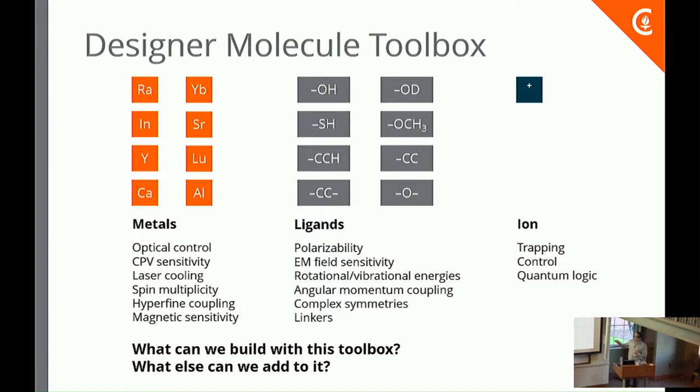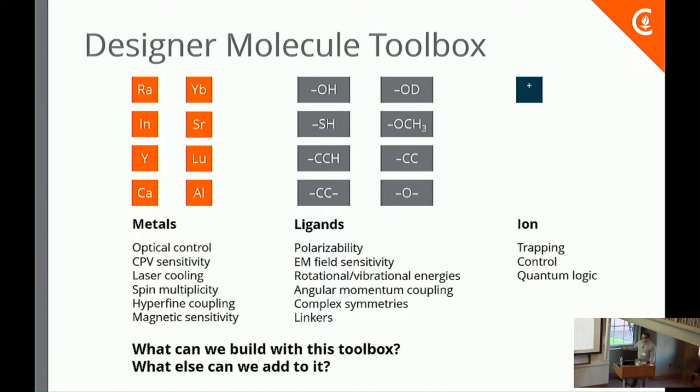So different metals give you different options for optical controls, fundamental symmetry violation sensitivity, laser cooling, but also different features like different spin multiplicities or hyperfine couplings or magnetic sensitivities. And then attaching some ligand to it, you get even more options like high polarizability, tunable electromagnetic field sensitivity. You can scale energies, change energy scales in the problem, get different symmetries, come up with linkers that let you stitch together multiple, say, metals or ligands. And you can also ionize these to open up different options for trapping and control and measurement techniques.